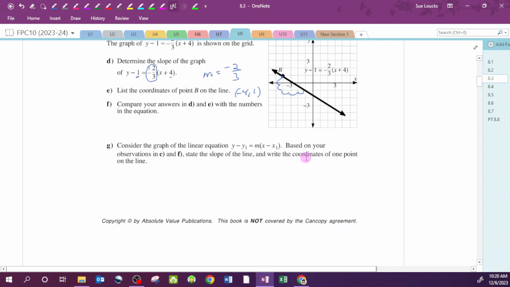So we're going to consider this equation. This is like the skeleton or the form of the equation, the general equation. And so from this, you're supposed to figure this out, but I'm just going to tell you. The slope here, m is the slope, and x1 comma y1, that represents a point on the line.